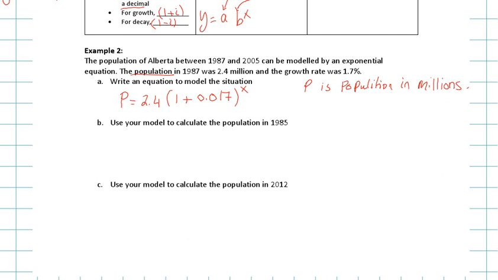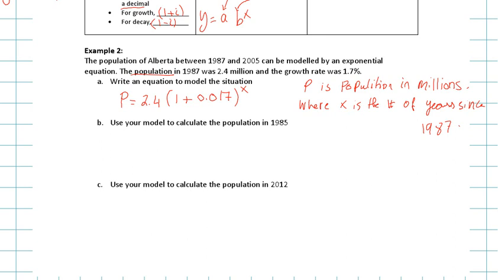Otherwise, if you don't say that, where X is the number of years since 1987, right? If you don't say that to me, and if you come and ask me what would the population be in 2000, guess what I'm going to plug in for X? I'm going to plug in 2000, right? But if you specify that X is the number of years since 1987, I know that I have to plug in 13 for 2000, because between 1987 and 2000 there's 13 years.